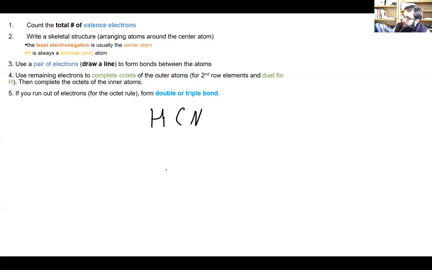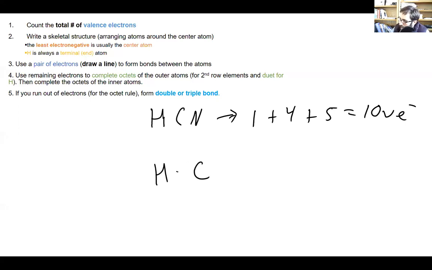HCN. Okay, so least electronegative atom. Well, let's first do our valence electrons. 1 for hydrogen, 4 for carbon, 5 for nitrogen, 10 valence electrons total. Least electronegative one, carbon's to the left of nitrogen on the periodic table, so it's going to be less electronegative. So carbon's going to be in the center. Hydrogen, remember, is never going to be in the center. And so we're going to have something like this as our skeleton with the single bonds. We have 4 electrons down there, 2 in each bond. We have 6 valence electrons left to pair out.